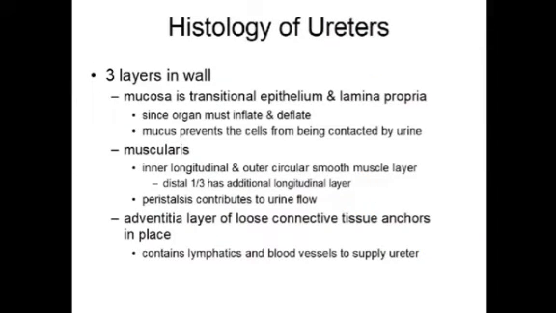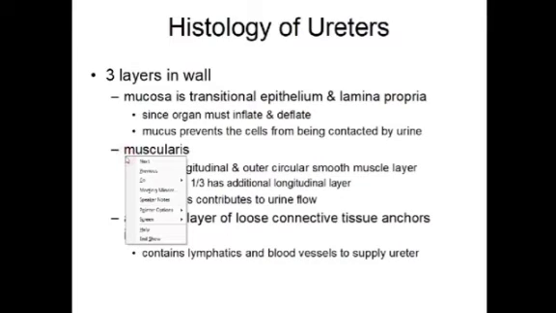There are three layers in the wall of the ureter: mucosa, muscularis and adventitia. Mucosa has the transitional epithelium and the lamina propria, since the organ must inflate and deflate.